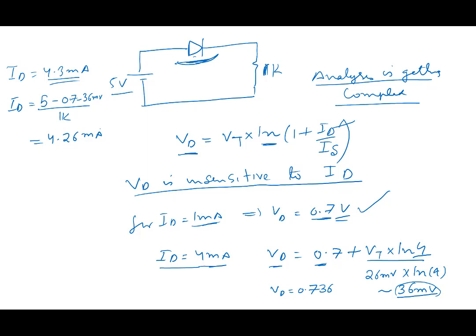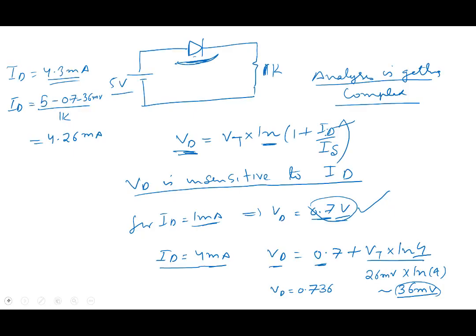So we know that the diode voltage is not 0.7. The voltage will change with current, and different circuits will have different currents. Diode voltage is a function of current, and so obviously diode voltage is going to be different in different circuits.